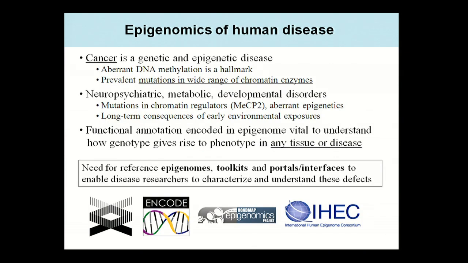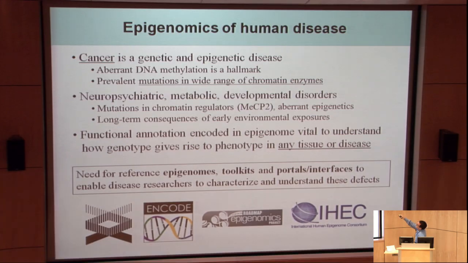I don't want to spend much time on this, but just understand this is incredibly important to the NIH. Epigenomics is central to human disease, it's central to cancer, it's central to neuropsychiatric disease and metabolic disease. We need to annotate the genome and the epigenomes to understand the relationship between genotype and phenotype. And for this purpose, we need reference epigenomes, which we've got covered. We're making a lot of data. Toolkits for analyzing epigenetic features, which we've got covered.